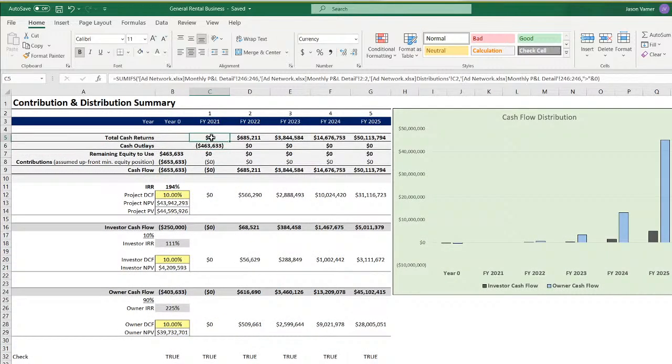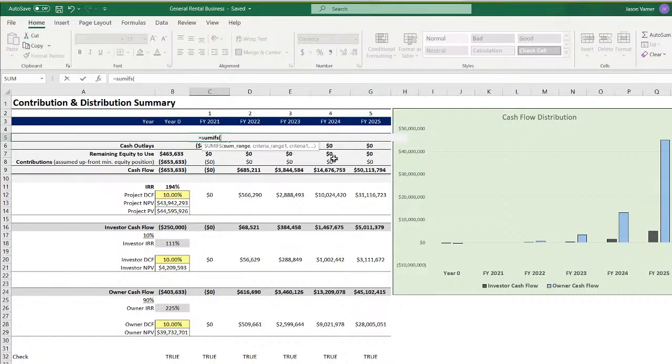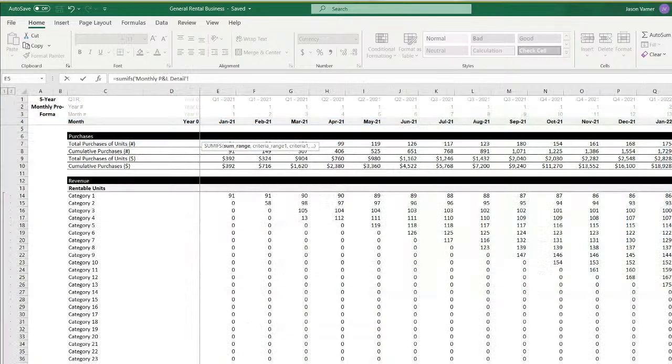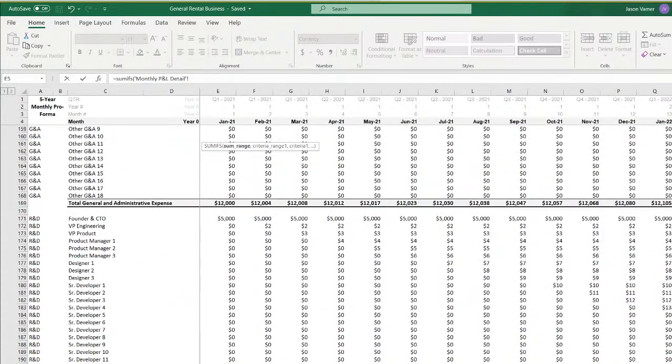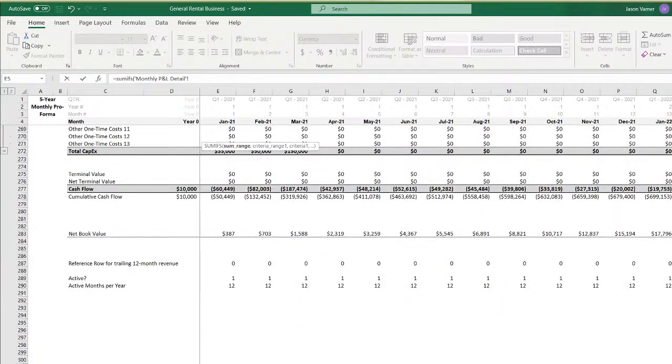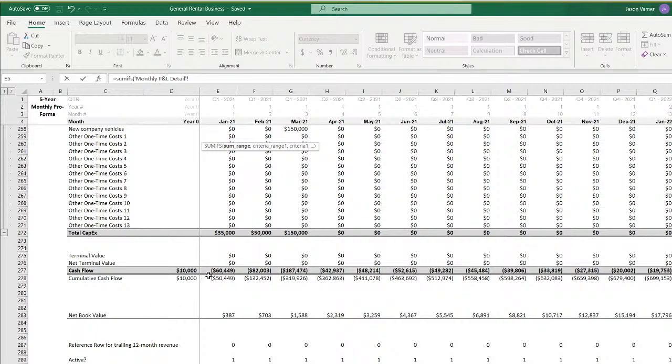So total cash returns. This is going to be what the net cash flow is on a monthly basis if it's positive. We go all the way down. We don't care about net income for this because we want cash flow. So SUMIFS, if this is greater than 0 and the year matches.